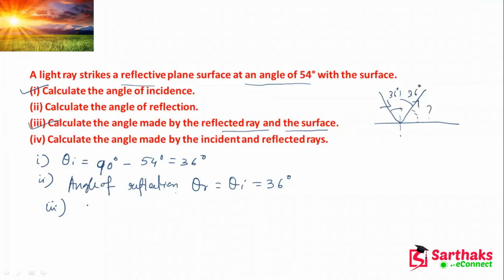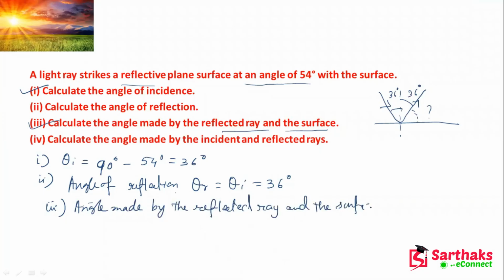Now in the third case, the angle made by the reflected ray and the surface is 90 degrees minus theta R. 90 degrees minus theta R. That means this will be our 54 degrees. So that is 54 degrees.